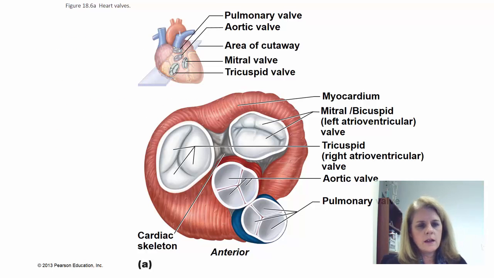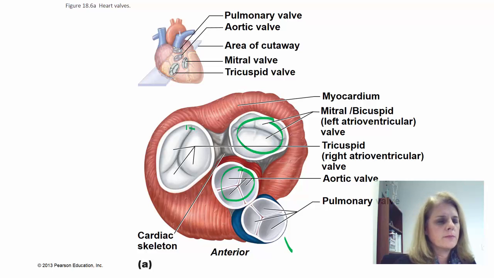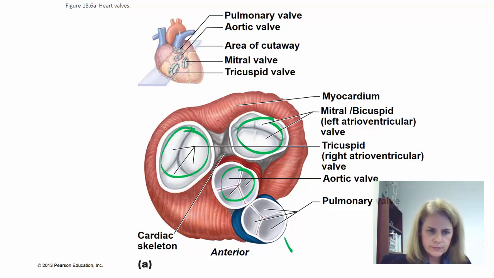And again, if you were to do a dissection here of a cow heart, you could look down into the vessels and actually see these valves from the top, from a superior position. So this is your pulmonary semilunar valve, your aortic semilunar valve, your mitral or bicuspid, and your tricuspid valve.